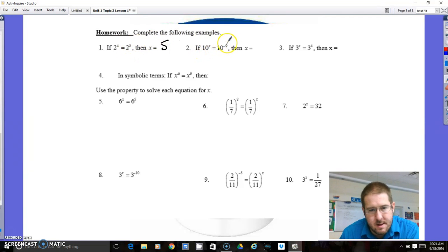10 to the x is equal to 10 to the negative 9th, then we know x is negative 9. If 3 to the x is equal to 3 to the 4th, then x must be 4. See the pattern? It's very easy. It's just the same thing as whatever this is.